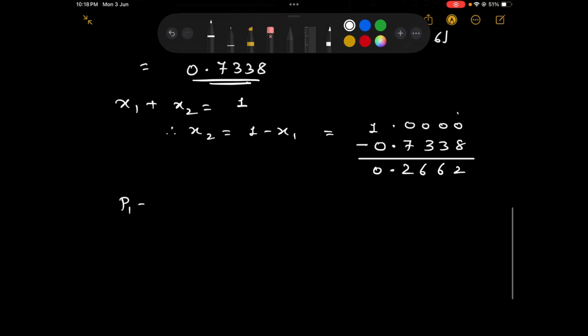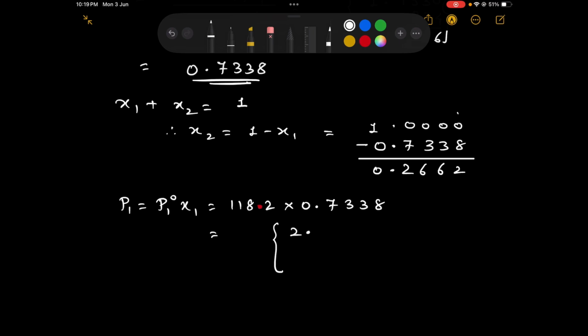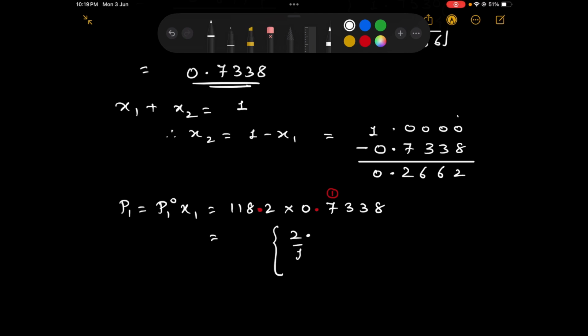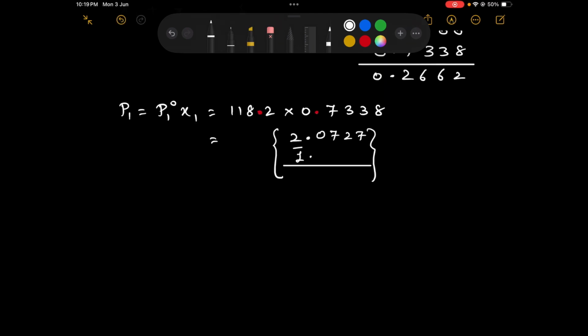Using the formula P1 equals P1 naught into x1, P1 naught is given in the question, 118.2, multiplied by x1, 0.7338. Let's use log again. The characteristic for this number, before the decimal we are having 3 digits, so the characteristic is 2, and here before the decimal we don't have anything, but immediately after the decimal, in the first position, we have a number, so we'll write it as bar 1. The log of 73 under 3, mean difference 8, is 8656.